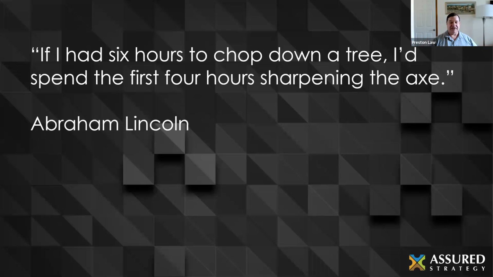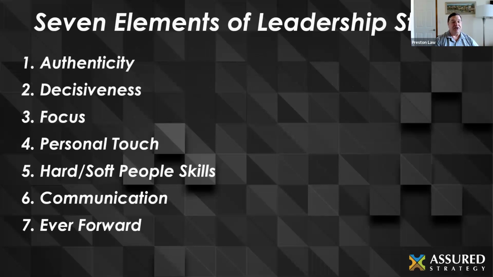You're increasing your strengths. And Abraham Lincoln famously said, if he had 6 hours to chop down a tree, he'd spend the first 4 hours sharpening the saw. So that's an analogy that we use when talking about sharpening the saw. Those are all of the 7 elements: authenticity, decisiveness, focus, personal touch, hard and soft people skills, communication, and ever forward. Just trying to get better as you go along.